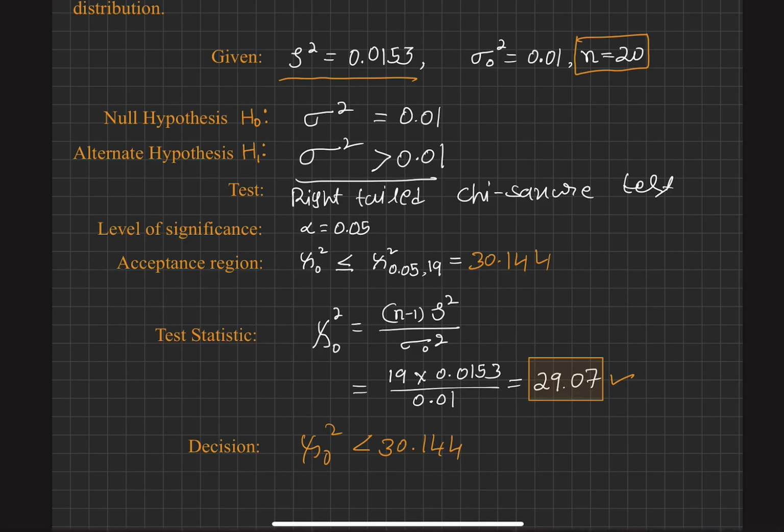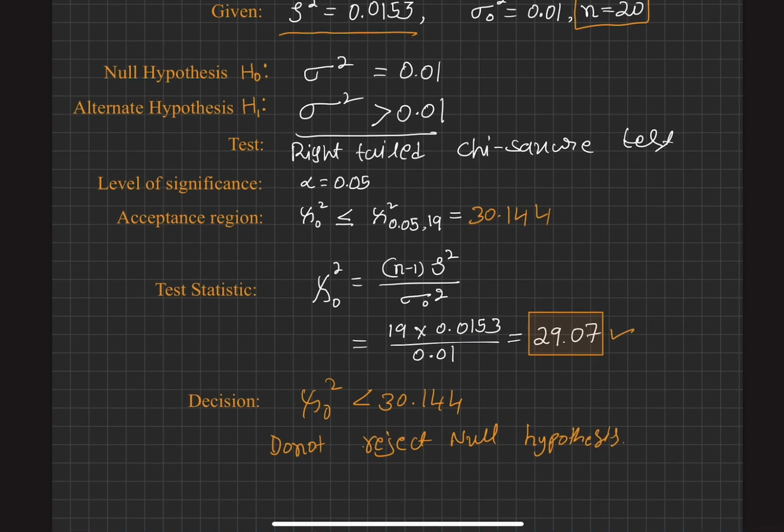So it is in the acceptance region. From this we come to a conclusion that we are not in a position to reject the null hypothesis. That is, do not reject the null hypothesis. Thus the given data is inconclusive to make a statement that the manufacturer has a problem with overfill or underfill bottles.